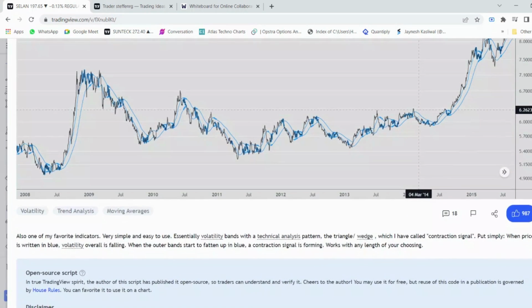Now this is the indicator, and this is one of the most simple and easy to use indicators. Essentially volatility bands with a technical analysis pattern such as the triangle or the wedge pattern, which are giving us a contraction signal. Whenever the price is written in blue, overall the volatility is falling, and whenever the outer bands start to flatten up in blue, a contraction signal is forming.